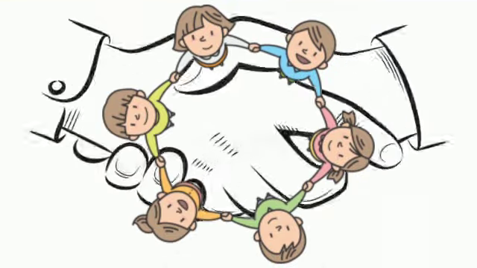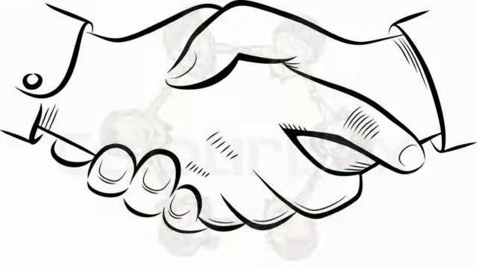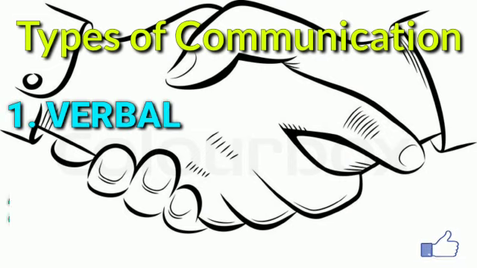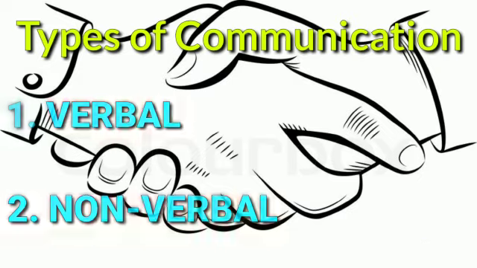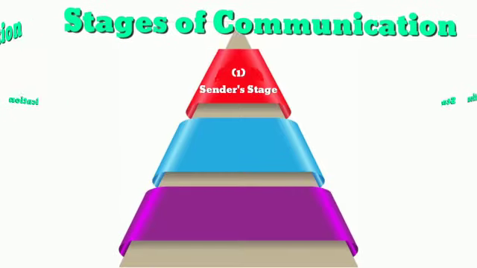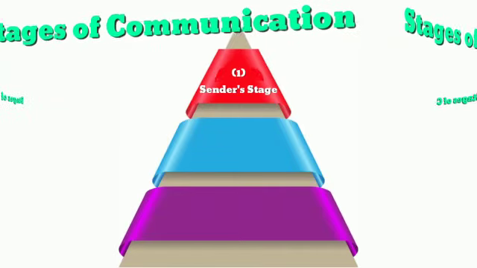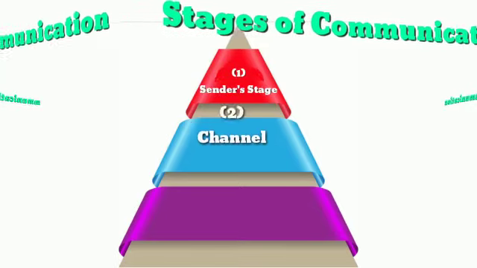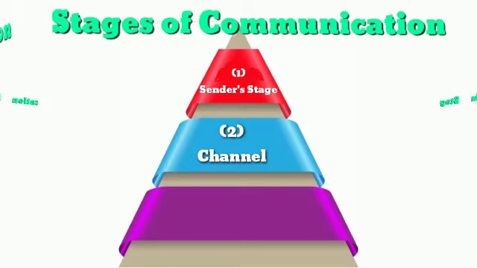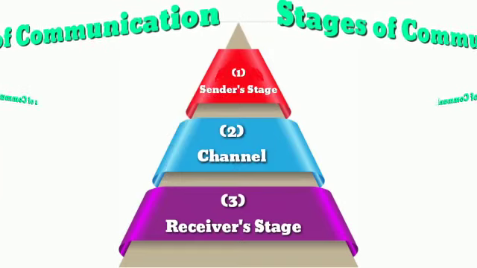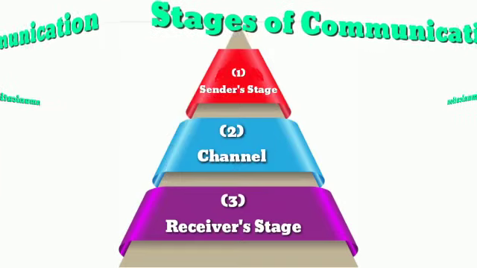Communication is done between 2 or more persons. Mainly, there are 2 types of communication. The first one is verbal and another one is non-verbal or written communication. Basically, the process of communication consists of only 3 stages, where the first stage is the sender's stage. Under this stage, an individual sends the message. Then the second stage is the channel. This is the medium through which communication is done. Then the third stage is the receiver stage. Under this stage, an individual receives the message.